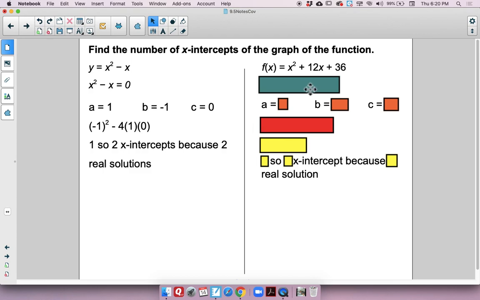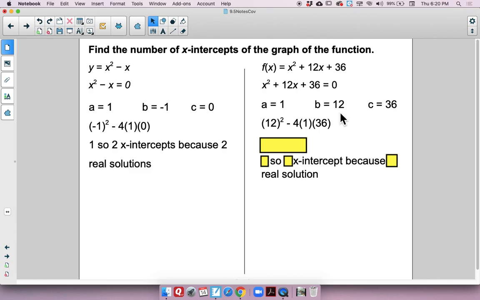Okay, try this one. Man, you guys are going to have this down. So set it equal to 0, A, B, C, discriminant, b squared minus 4 times 1 times 36. And we get 12 squared, 144, minus, wow, what a coincidence, 144 gets us 0. So how many real solutions are there? 1, right? Which means we're going to have 1 x-intercept.